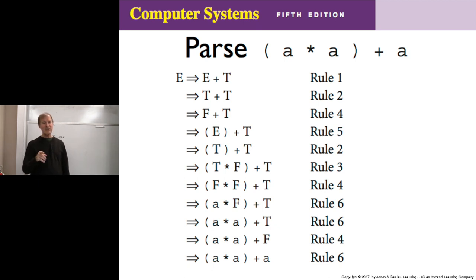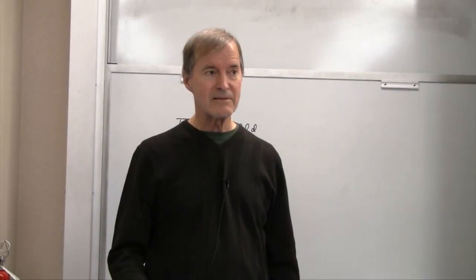Now imagine this, you guys. A compiler does this. This is what a compiler does. It parses. Every time you write a C program and you compile it, the compiler does this. It takes the string of symbols that you wrote in your program and it has a grammar and it does this. It's automated. What can be automated? Translation. Yeah, question?